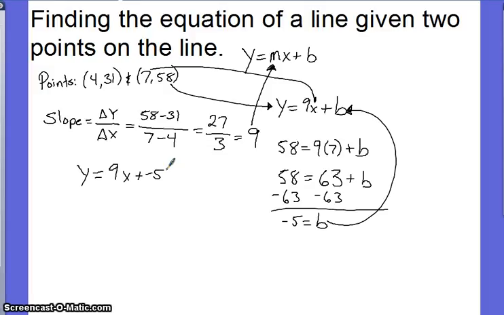Again, we can check to make sure that that answer is correct by plugging in the other point. This other point, (4, 31), I could plug into this equation just to make sure that it is correct. But I'll leave that up to you. So y equals 9x plus a negative 5, or you could write it as y equals 9x minus 5.